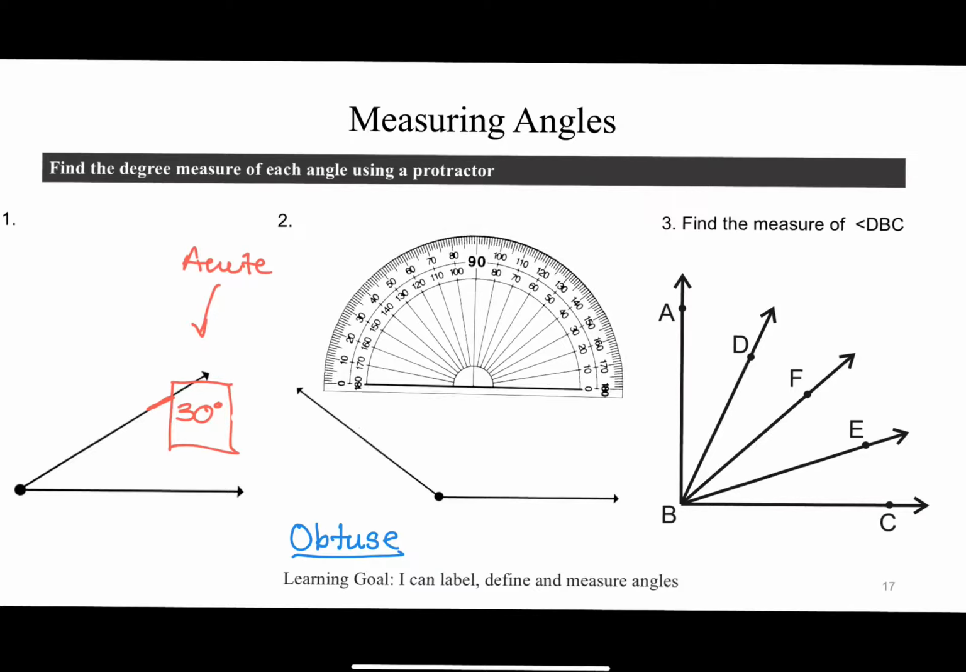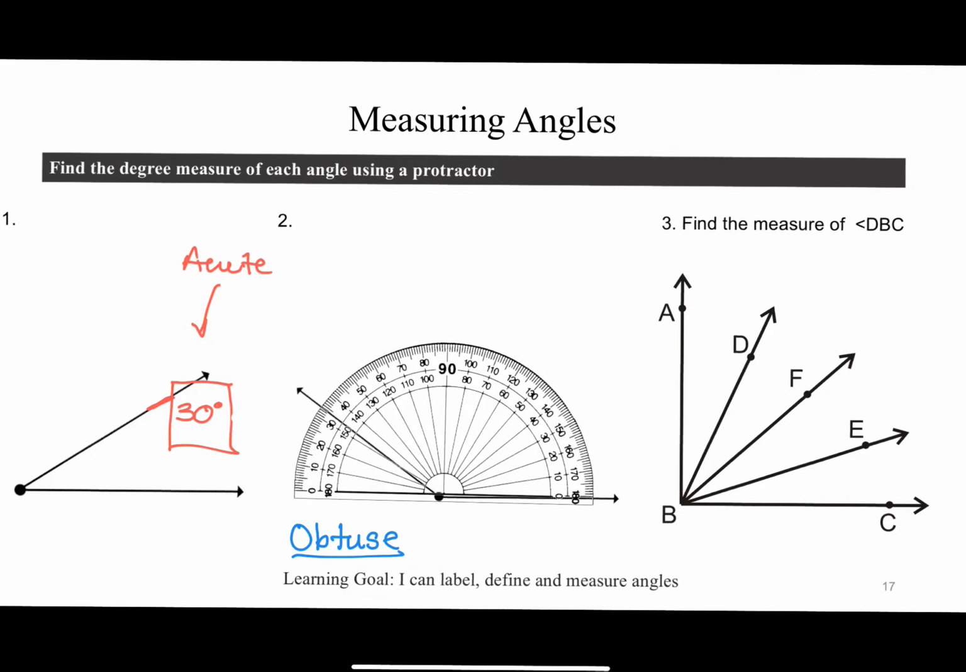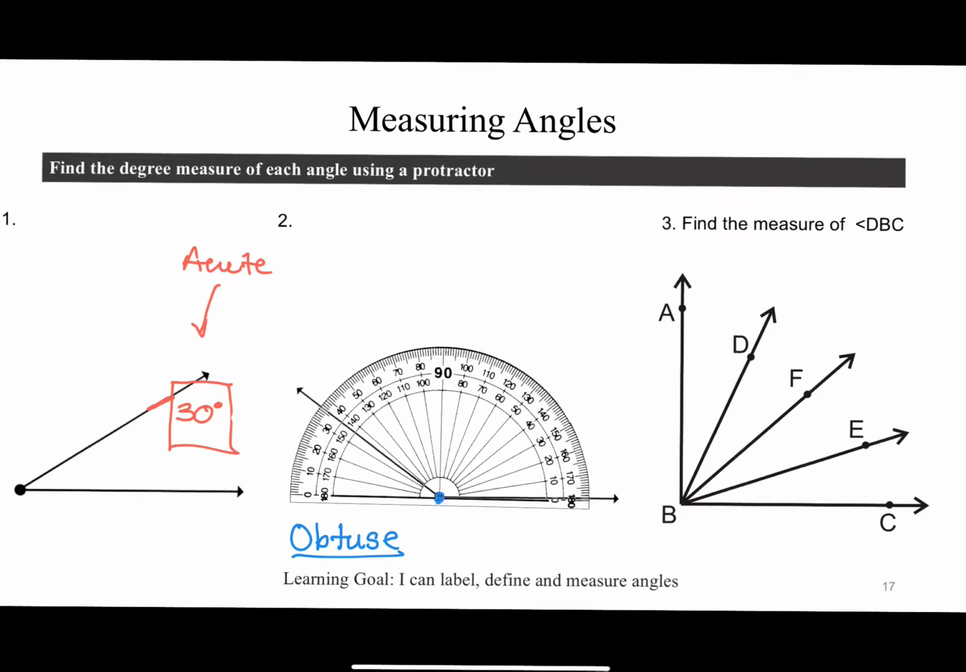So let's go ahead and try to line up our protractor here. Again, try your best to line up the vertex with the center of your protractor and your 0 degree line with the side of our angle.